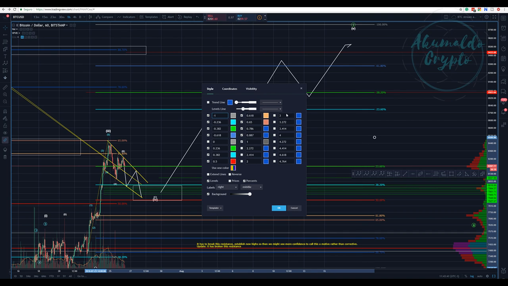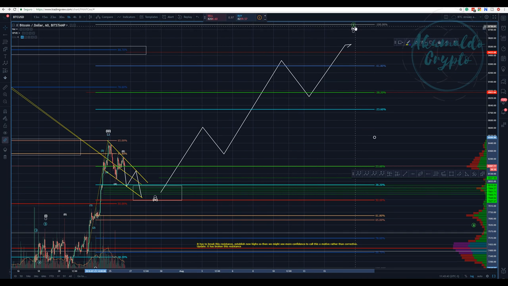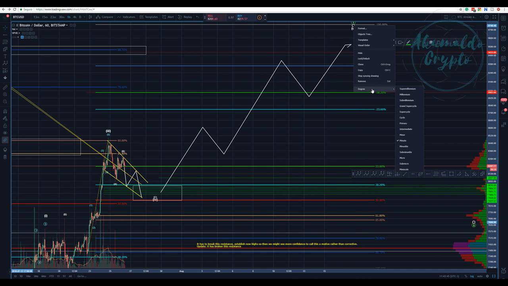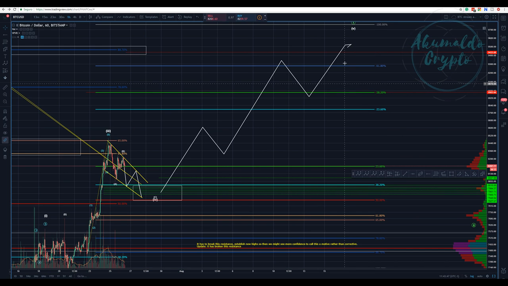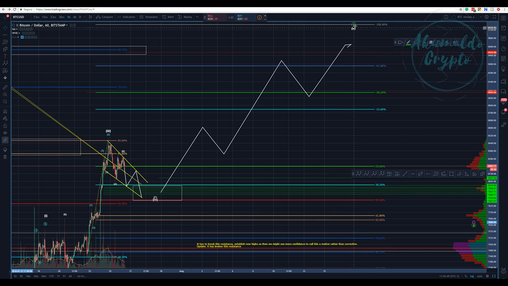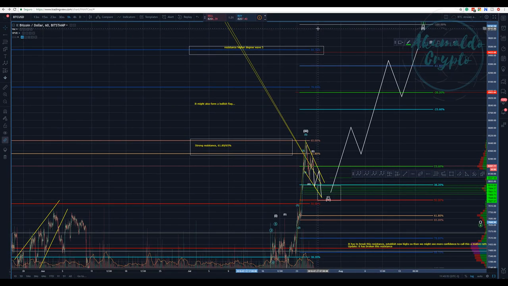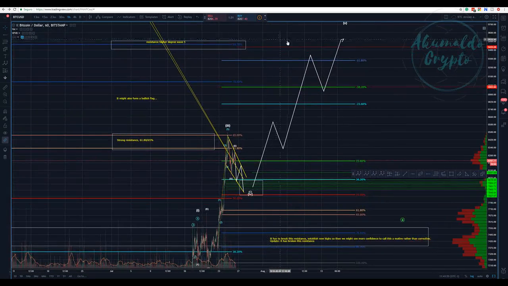to put the first wave, the first motive impulse wave 1 here, that is of the degree of a minute. This would be our first wave. And then we would test the 10K. That's my test. Perhaps we would fail to get to 10K, 9400 perhaps. This is a resistance, higher degree.